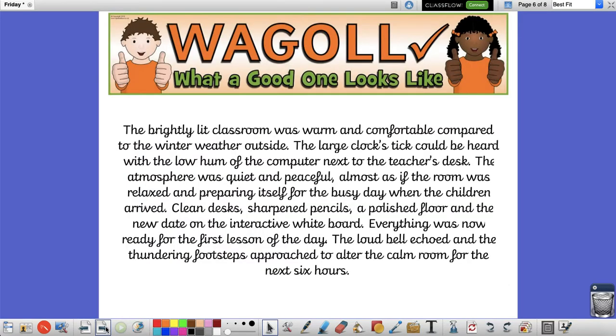So today, this is what your writing should look like. You are going to write a setting description for Hogwarts. So here's an example of what one could look like.